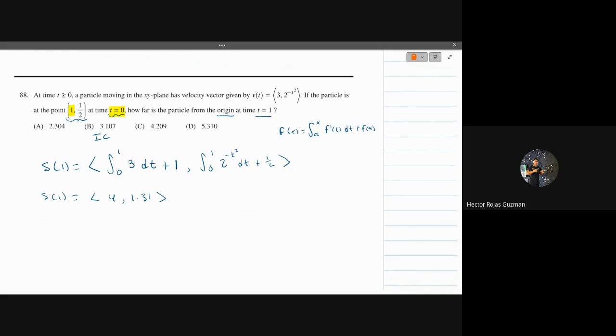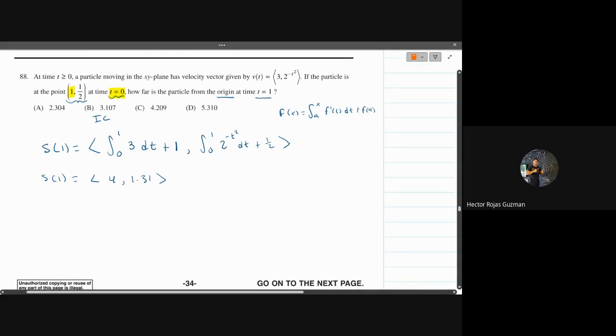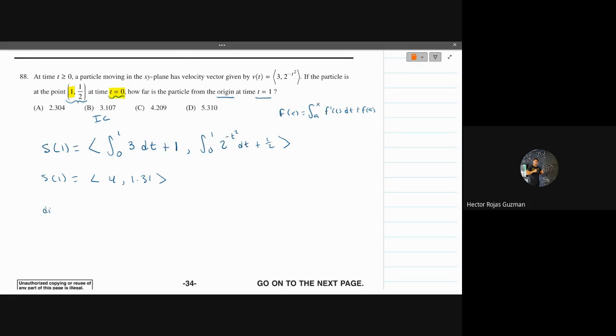That's just the position. Distance is a whole different thing. That's actually a Math 1 thing. The distance formula is the square root of (x2 minus x1) squared plus (y2 minus y1) squared. So the distance here would be the square root of (4 minus 0) squared plus (1.31 minus 0) squared. We're using 0 because we're trying to find the distance to the origin. Oh, I don't got to do this by hand. Use my calculator: 4.209.